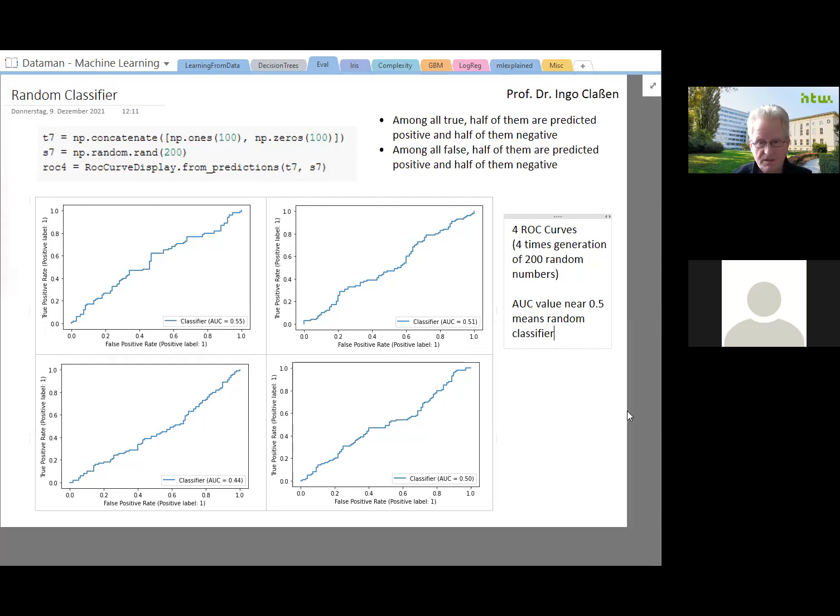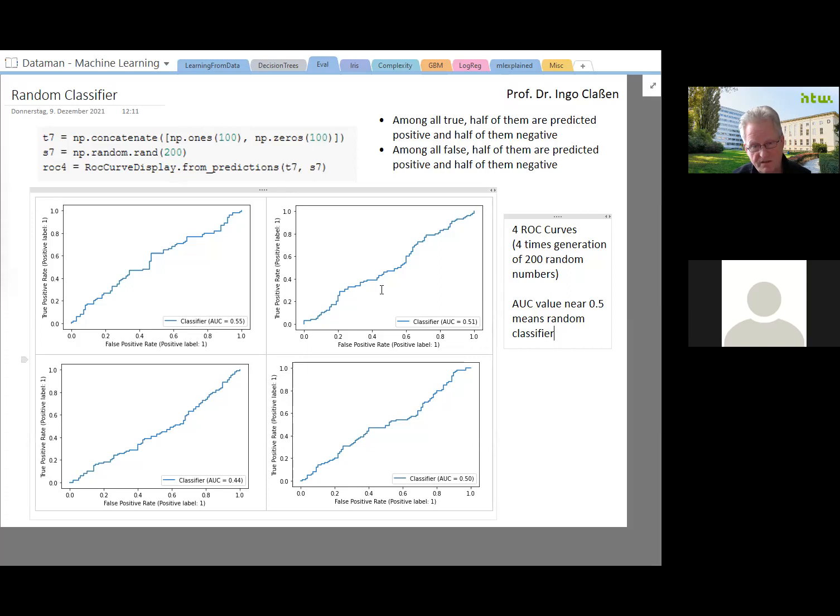In this slide I have done some simulations. Since we have already spent some time here, I'm not talking about the details. Maybe you can take a look at it later on and figure out what I have done here.